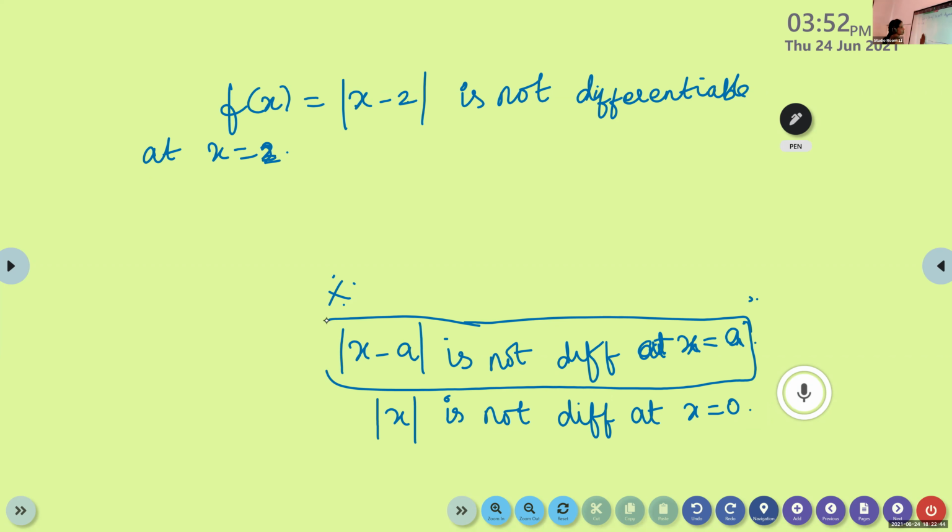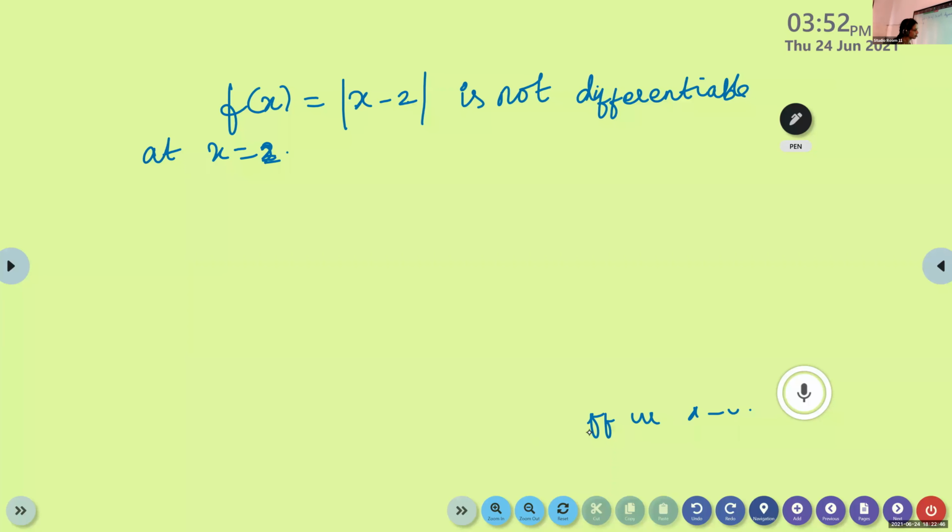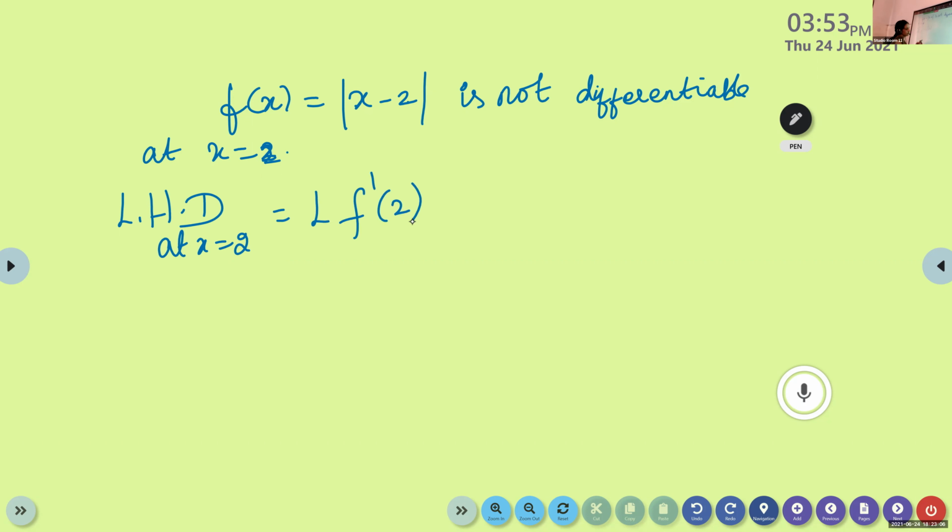Mod x minus 2 is not differentiable at x is equal to 2. Okay. So for proving this, you first find out the left-hand derivative at 2. Left-hand derivative at x is equal to 2. That means we can write this as L of f dash of 2.